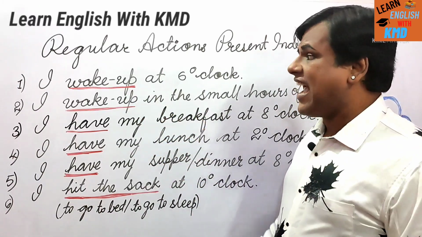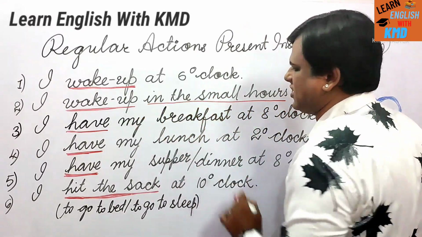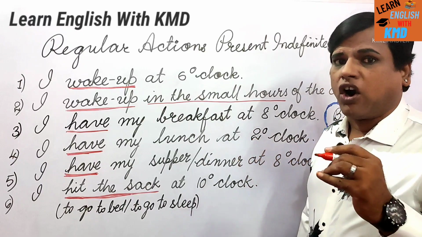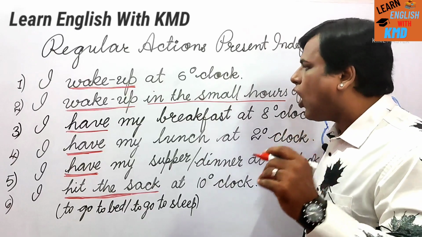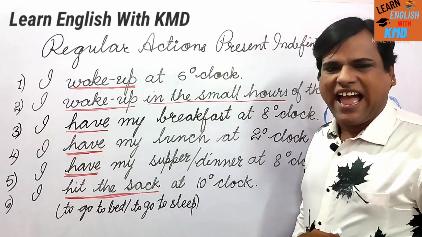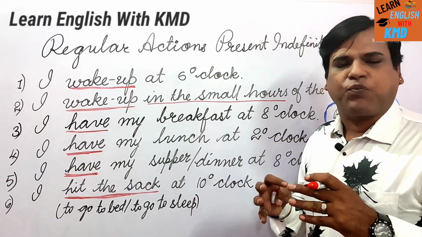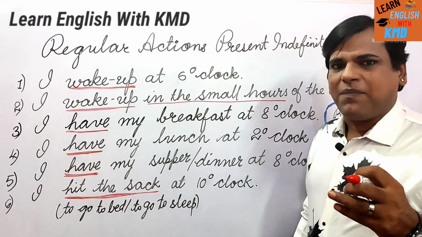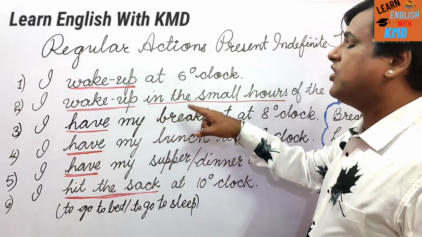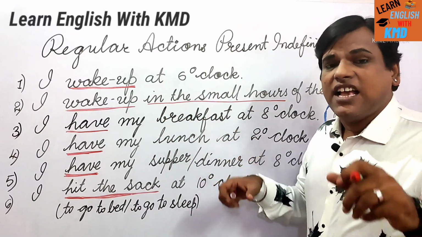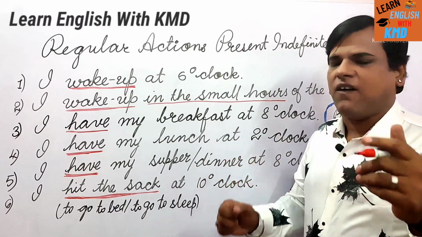Moving on to the second sentence, I wake up in the small hours of the day. What does it mean? When you say that I wake up in the small hours of the day, it means that you wake up early in the morning, at 4 o'clock or 4:30, at the break of dawn. Small hours of the day refers to waking up at the break of dawn.